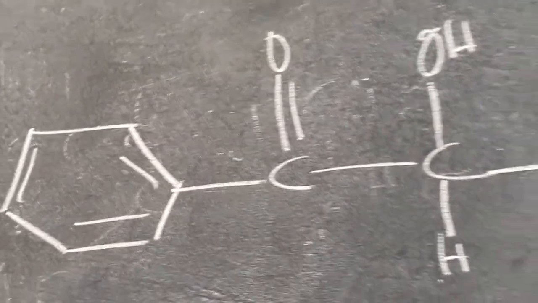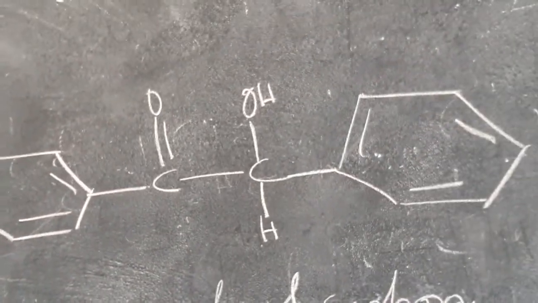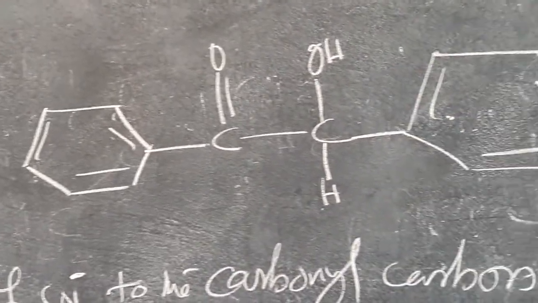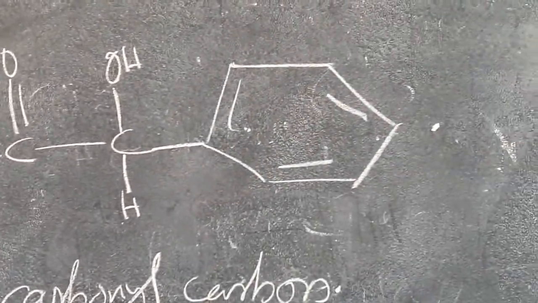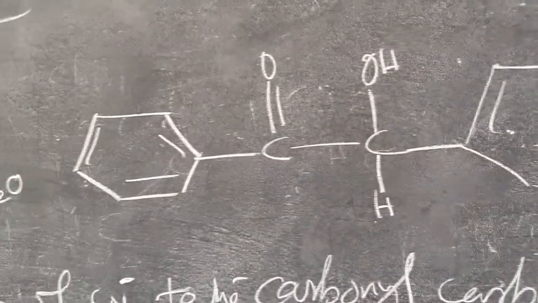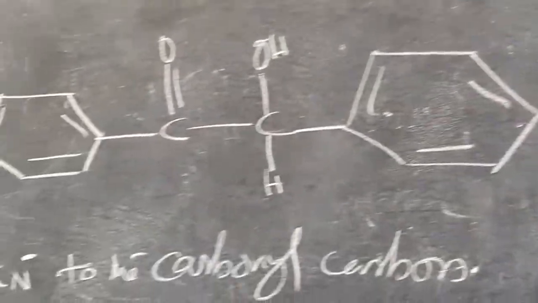Benzoin molecule is like this. You can see the benzoin molecule. This is the benzoin molecule. 2 molecules combined together forming benzoin molecule. Okay. And it is the mechanism of that: nucleophilic addition of CN minus to the carbonyl carbon.